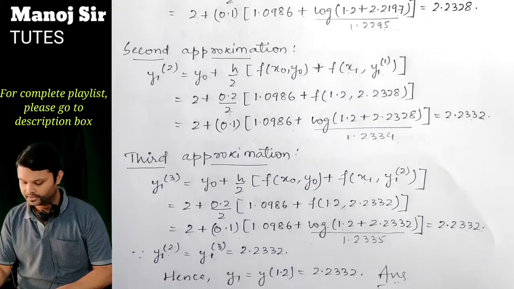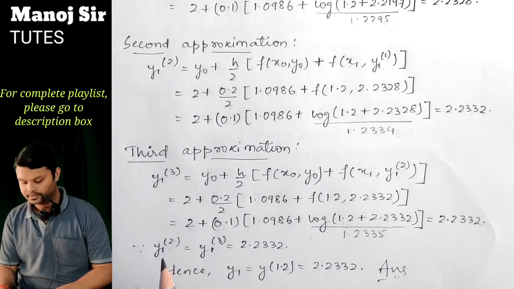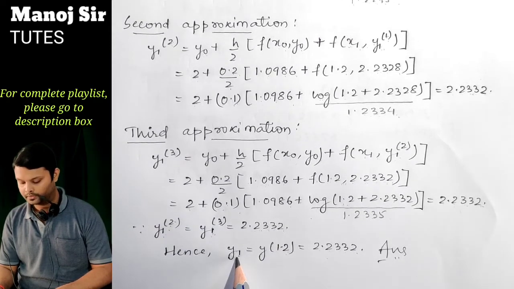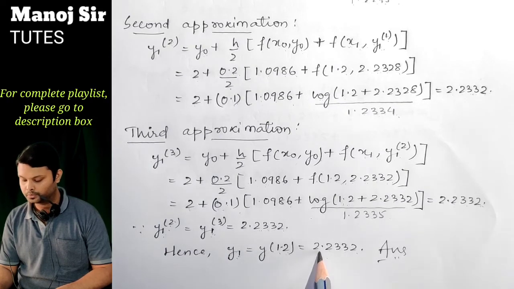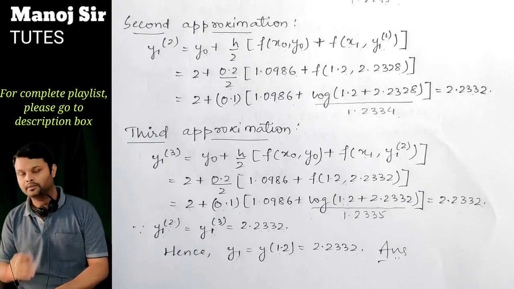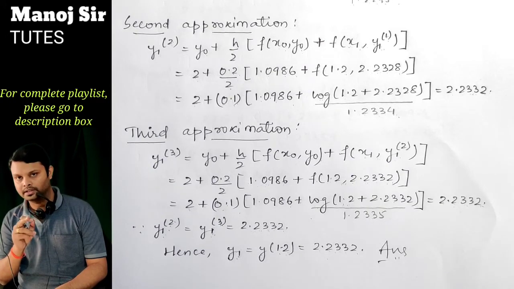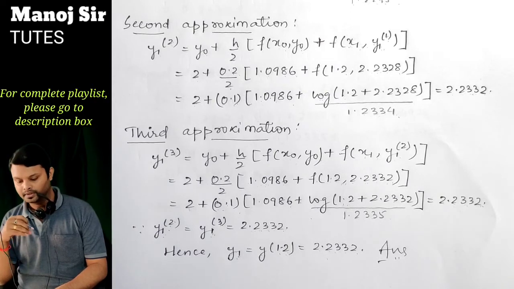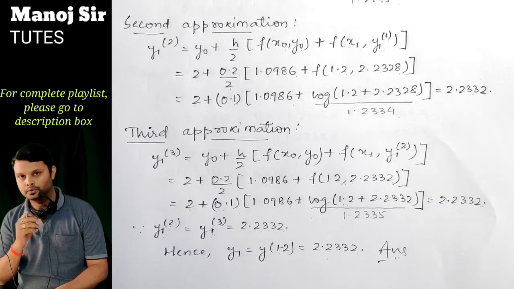Okay, so we can say that since y1 at the second approximation is equal to y1 at the third approximation, and that is equal to 2.2332, that is the value of y1, that is y at x equals 1.2. This is the first answer, because we have to find y at two values of x: at 1.2, which is this value, and we need to find y at x equals 1.4 also.